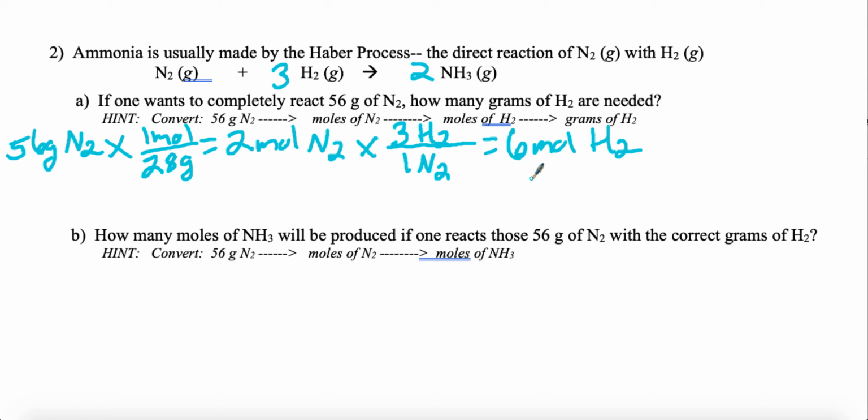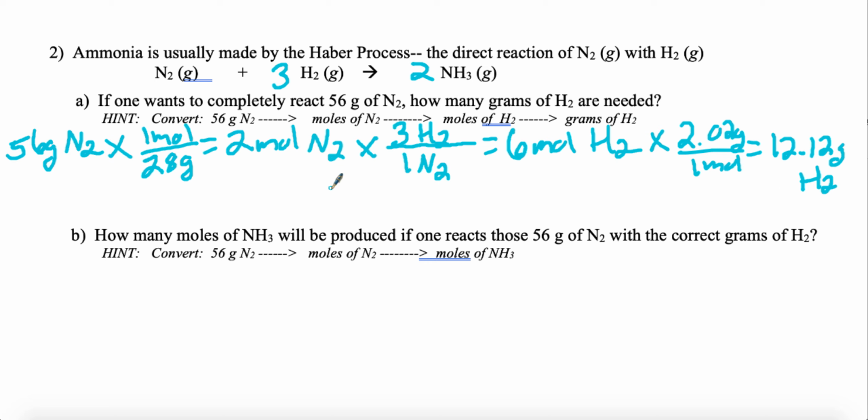And now lastly, because I want to know how many grams of hydrogen are needed, I could just take that, multiply by the molar mass of hydrogen, and I will need 12.12 grams of hydrogen. So 56 grams of nitrogen require 12.12 grams of hydrogen in order to react completely.